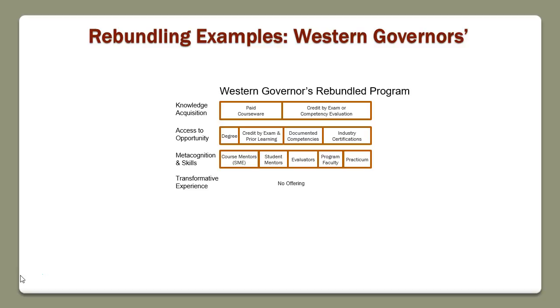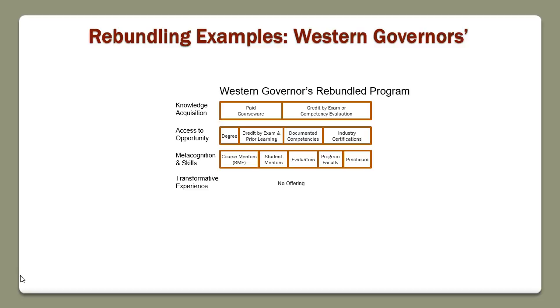So one thing they're doing is they're bundling all that in a degree, and most of these bundles are going to be bundling a degree. And with that, they're bundling with that degree, credit by exam, the prior learning, so they're certifying that in the degree. Then they're also documenting competencies and industry certifications. So many times you'll get a degree with Western Governors, but you might also get a tech certification like Microsoft certification, but you'll also have competencies that are aligned with what employers are expecting.